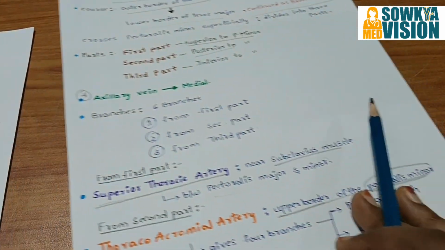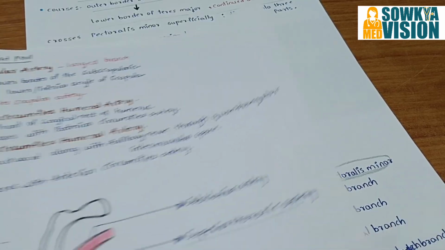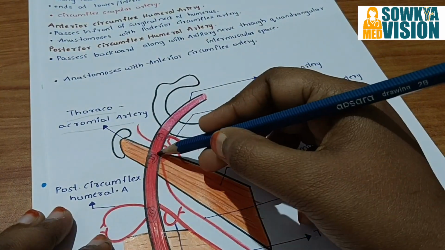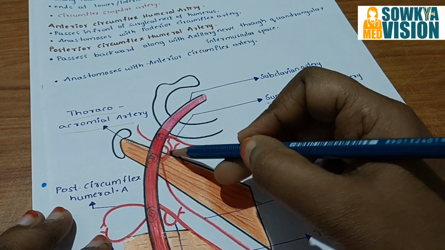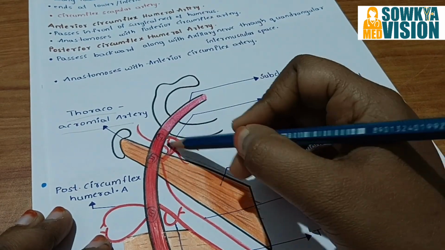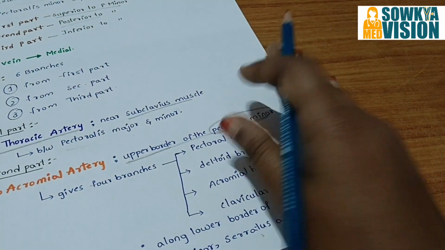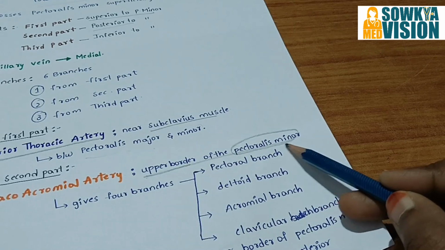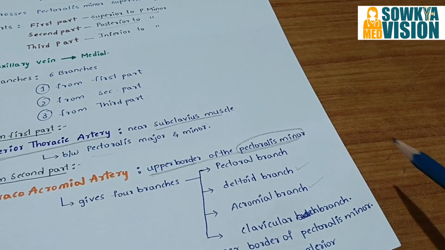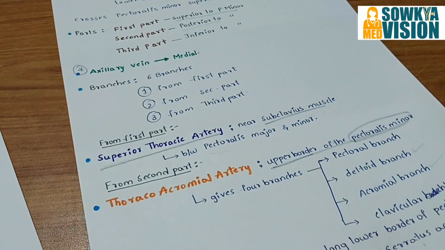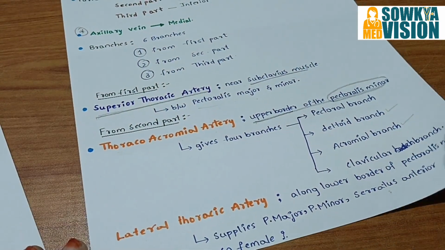The thoracoacromial artery arises at the upper border of the pectoralis minor. Here it arises. It divides again into 4 main branches. What are the 4 main branches? The pectoral branch, deltoid branch, acromial branch and clavicular branch.